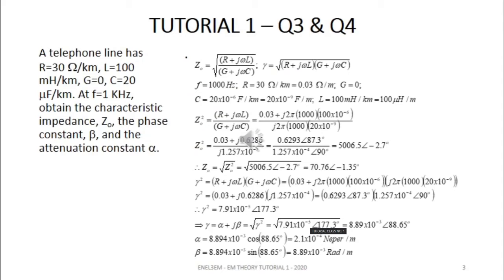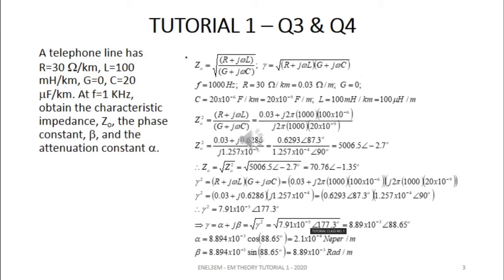Now here we have taken question 3 and 4 and solved them together. We are given that a telephone line has a value of R given by 30 ohms per kilometer, L is equal to 100 millihenries per kilometer, G is equal to 0, and C is equal to 20 microfarads per kilometer. Now, at a frequency of 1 kilohertz, which typically was the band of the telephony line, remember, a typical telephony line would operate from about 300 hertz to 3.4 kilohertz. So 1 kilohertz would be somewhere in the center of the voice band.